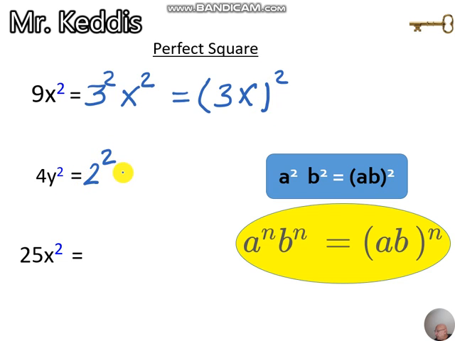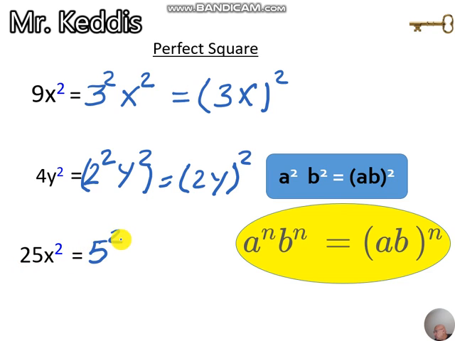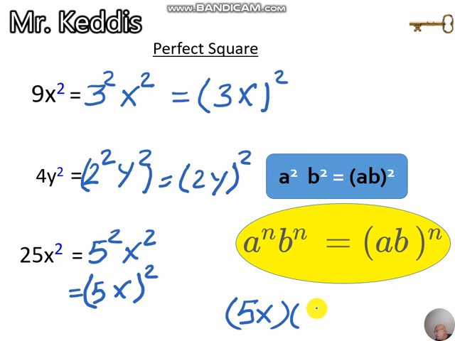4 means 2 squared here times y squared. It became (2y) quantity squared. 25x squared became 5 squared x squared, and this became (5x) quantity squared. When you multiply 5x times 5x, I get 25x squared, because this means 5x times 5x.